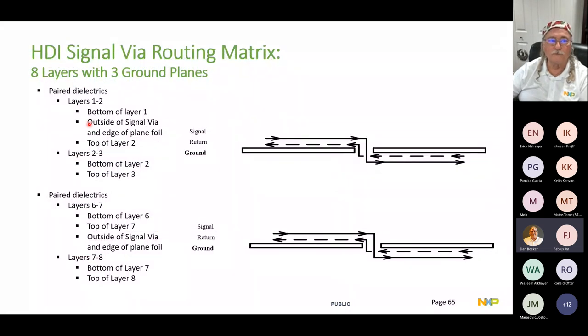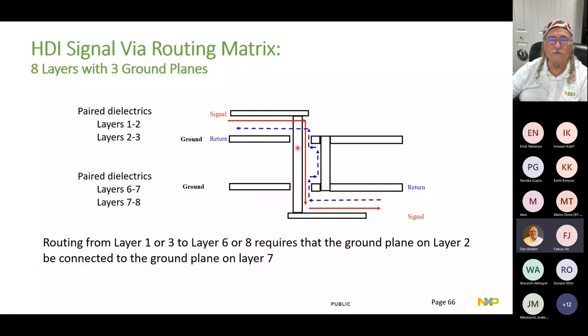Again, the way this board stack works, between 1 and 3, we get the automatic paired dielectrics. Between 6 and 8, we get the automatic paired dielectrics. It starts to get a little wonky when we go on the inner side, but when I go from 1 or 3 to 6 or 8, I just need a ground transition via to connect the ground on 2 to the ground on 7.